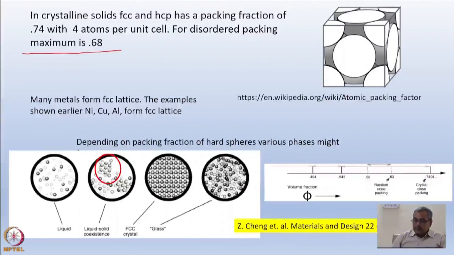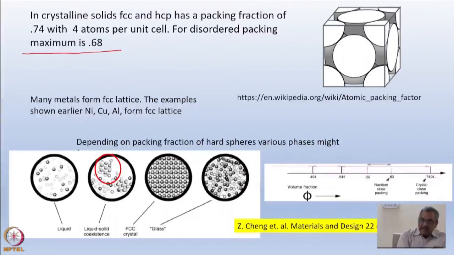And Chaikin is one experimentalist who has done a lot of this work. This is one of his works. Here you can see that it goes from liquid to glassy phase depending on the density of the hard spheres. In between you can also see an FCC crystal.